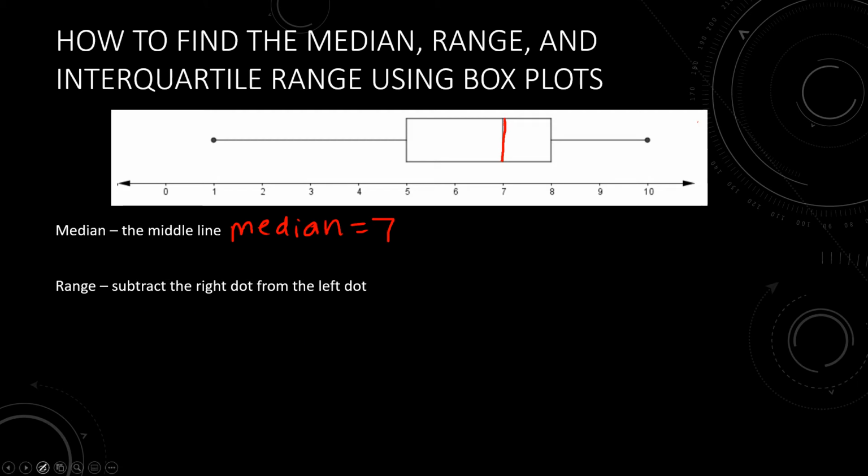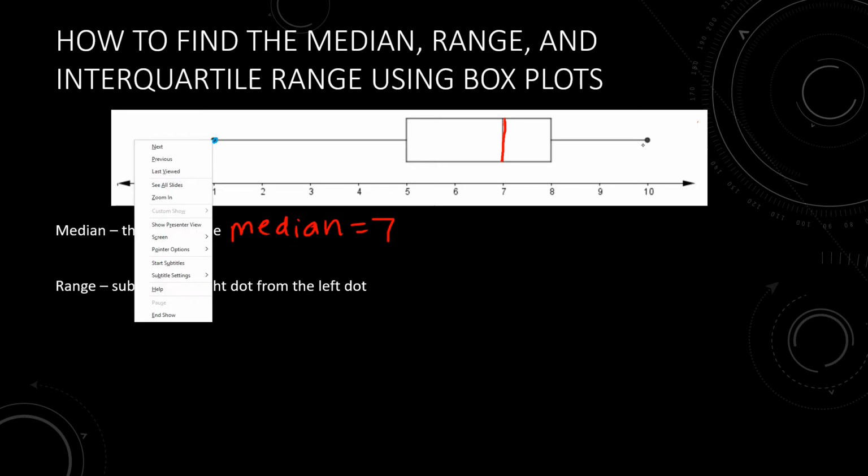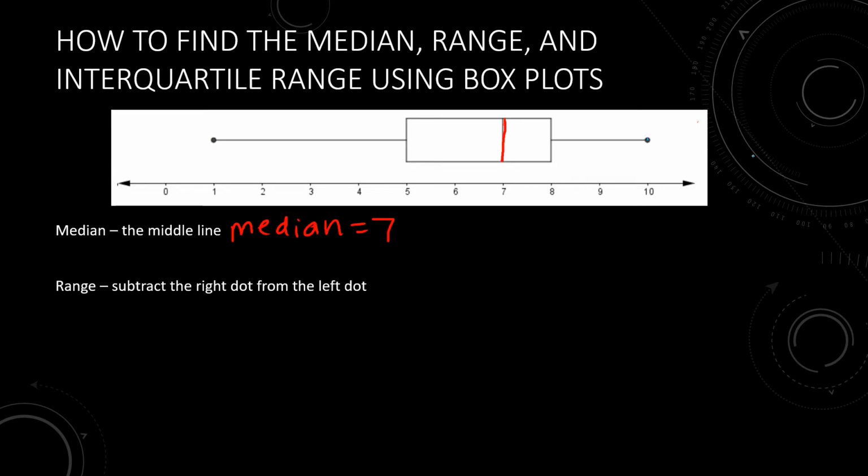Now to find the range of a box plot, your range is going to be your two dots, subtracted. So I'm going to take the furthest dot here and the other dot all the way over here, and I'm going to subtract them. So this dot is above 10, this dot is above 1. So to find my range, I would do 10 minus 1, which would give me 9.